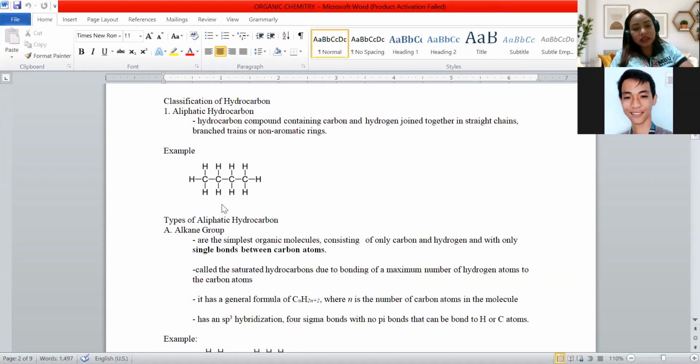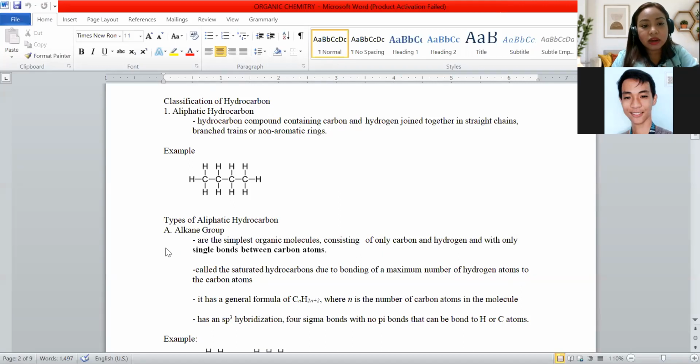So there are different types of hydrocarbons. Hydrocarbons are basically the component of an organic compound. It is made up of carbon and hydrogen. We have the aliphatic and the aromatic. The difference between the aliphatic and the aromatic is that in aliphatic, there is no specific arrangement between the single bond, double bond, or triple bond. But in aromatic hydrocarbon, there is a specific arrangement. It should be an alternating single-double bond.